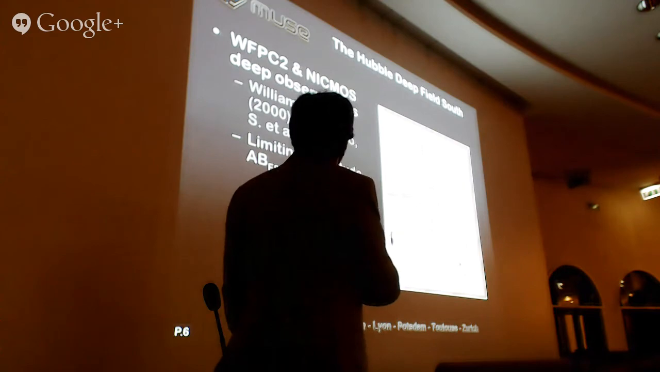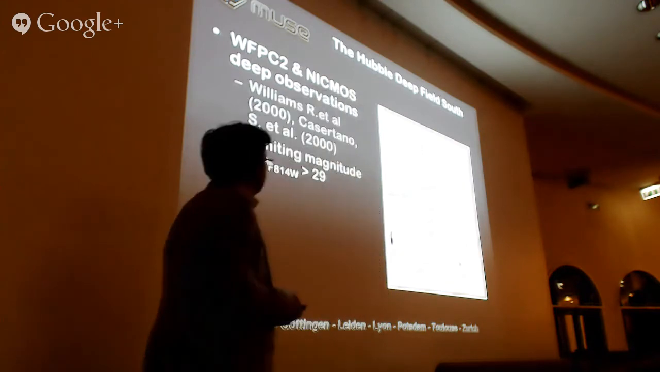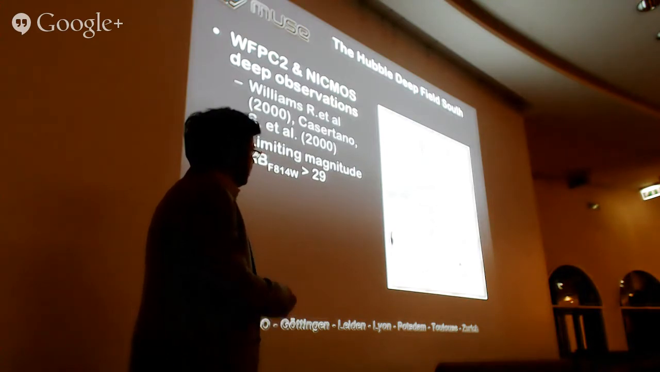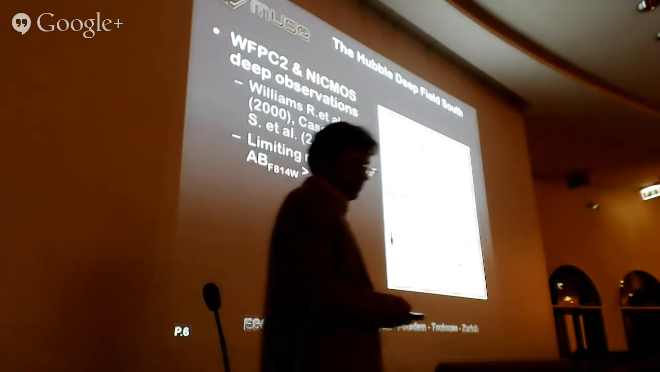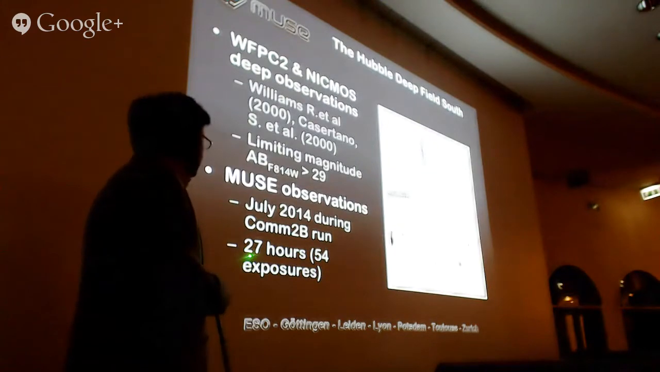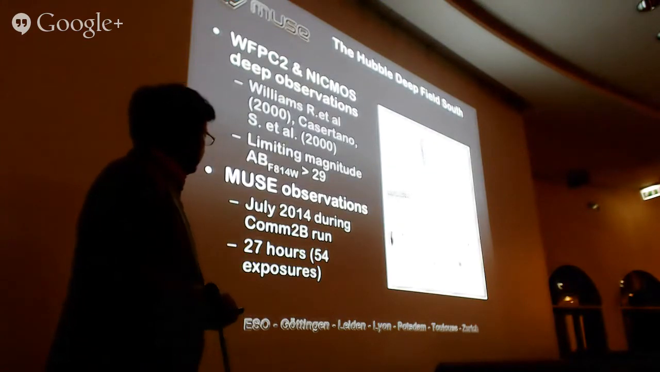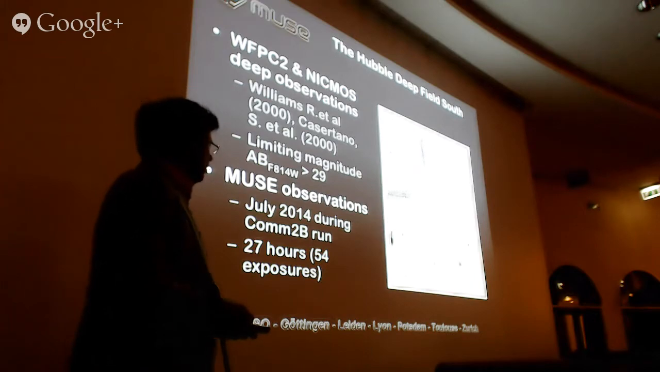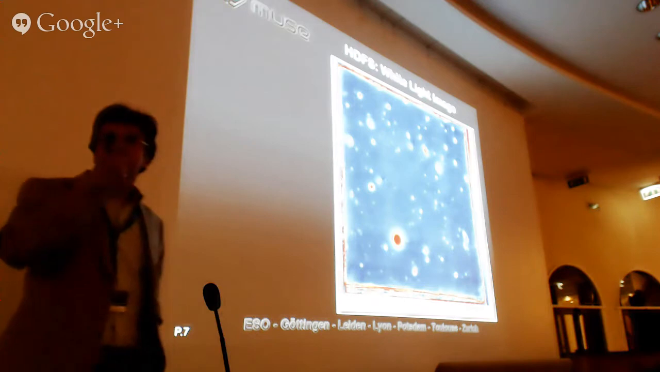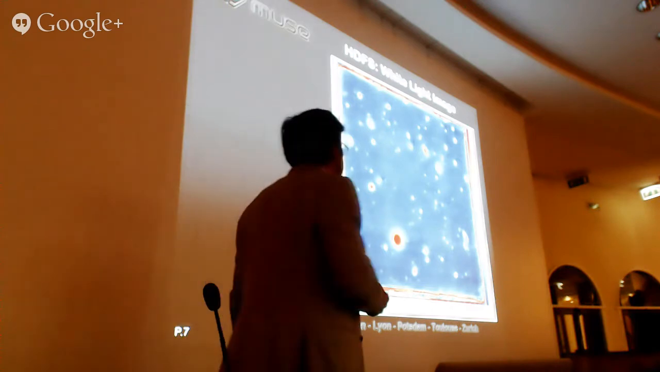It's quite deep. It goes to magnitude 29 or a bit more, and this is the field. So this is the 1.5 minute field we've done within that one. We selected this because it had a relatively bright star for the slow guiding system, and one star here which allowed us to measure the PSF. So we accumulated 27 hours on this field during the run of July. So that's the image that is produced, the white light image.